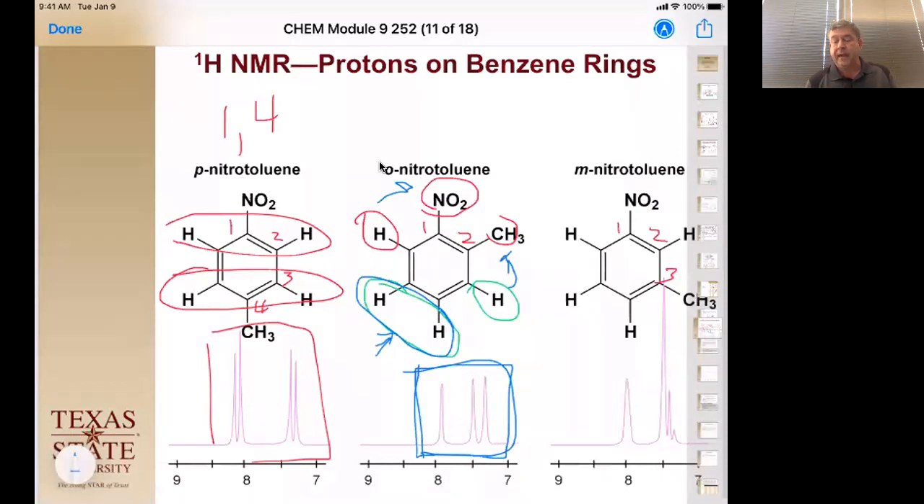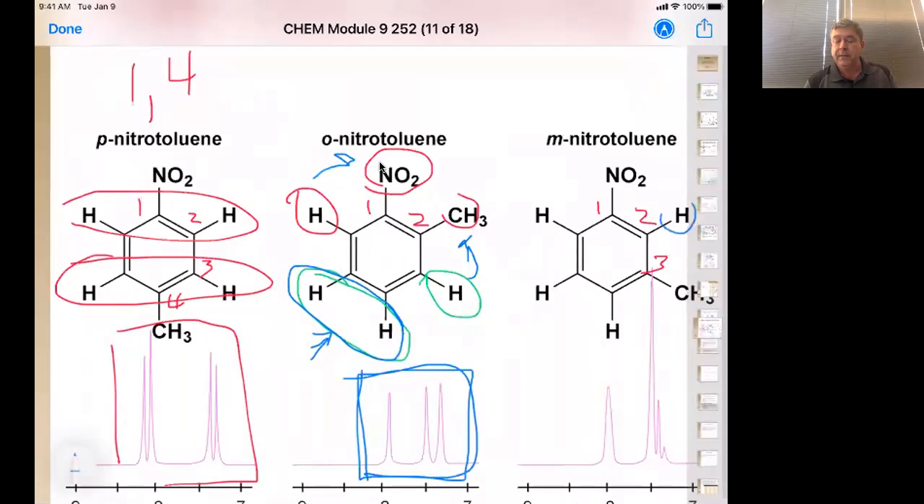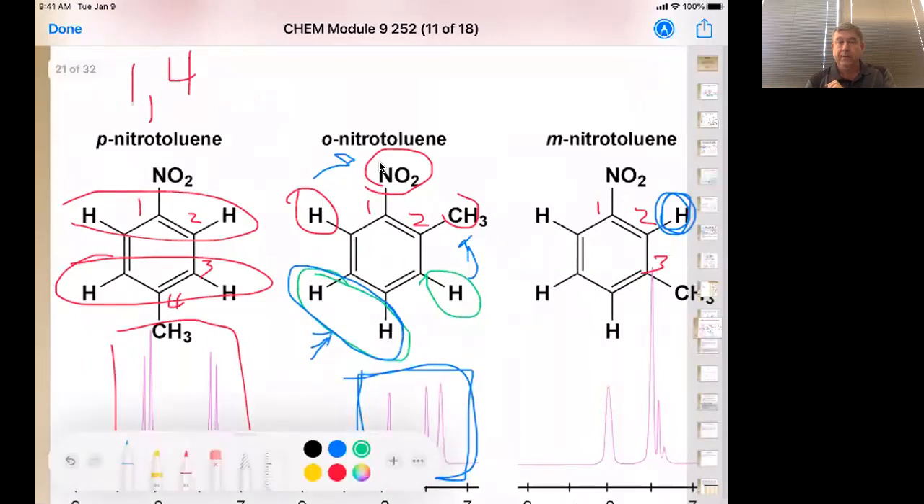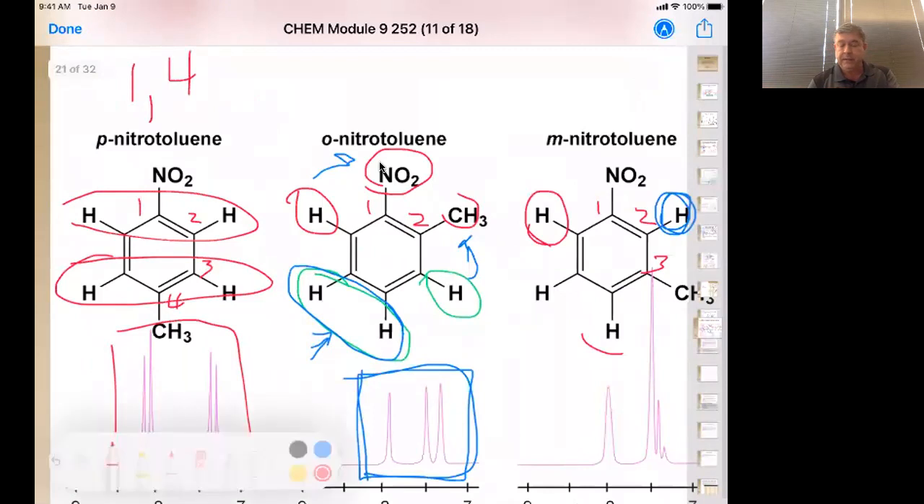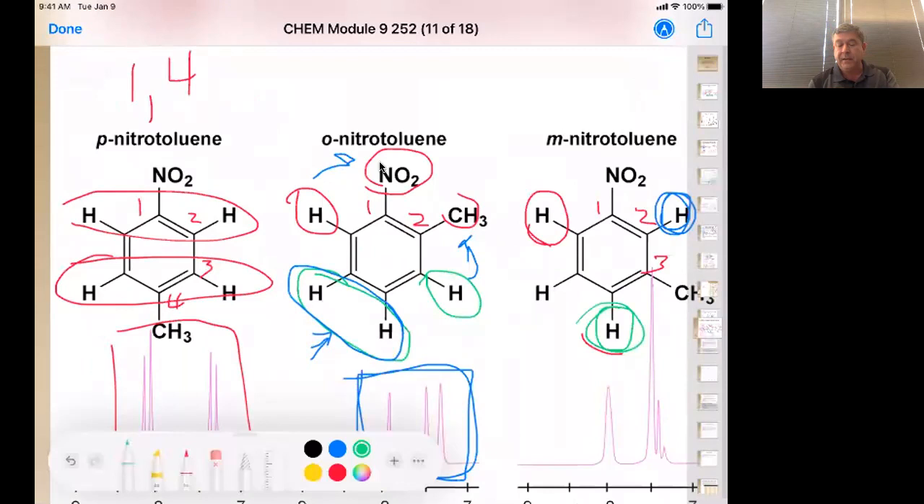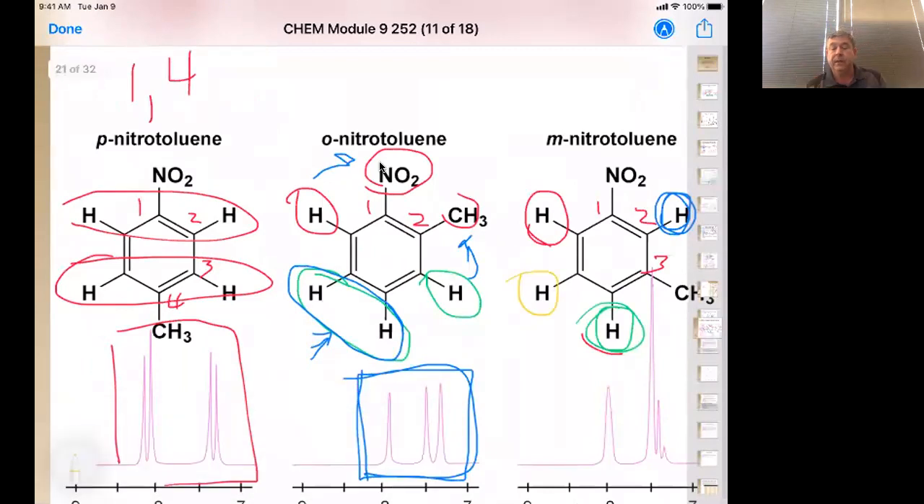We see a similar thing happen when we have the 1,3, because this peak right here is different than everything else because it's in between the two groups. This group is different than that group because they're next to different things. And that leaves our last peak here completely different, okay? However, these two are close enough together that they start to overlap each other.